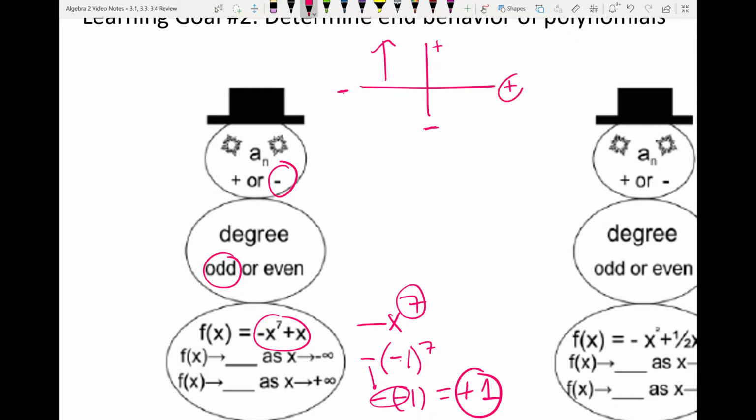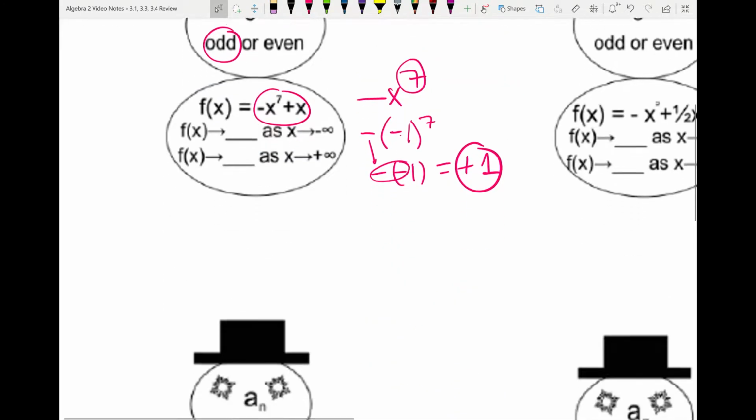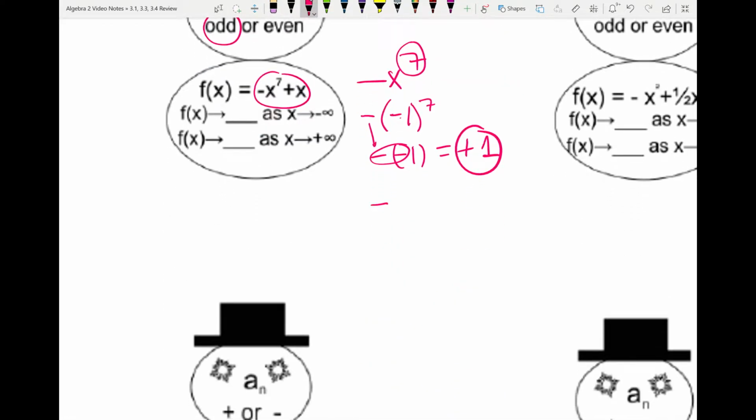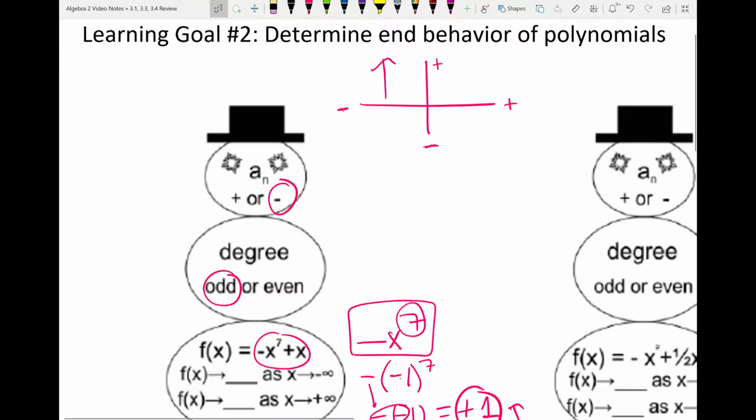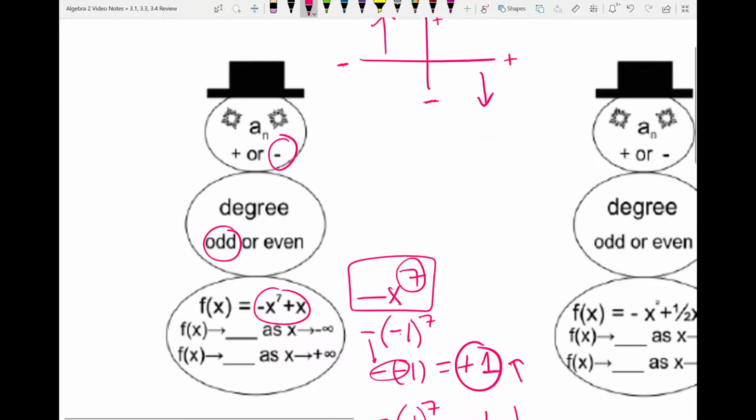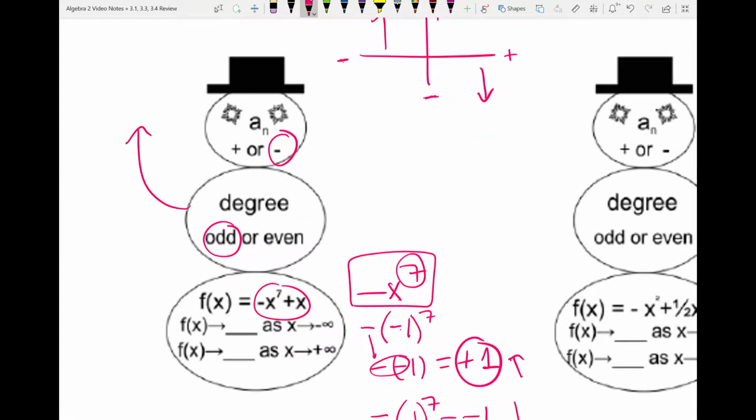Now let's plug in a positive number for x. So if I plug in +1 into -x to the 7th, this is what I'm going to plug it into. So I got +1 to the 7th. So we got 1 to the 7th is 1, and then we got a negative on the outside, so this is going to be -1. So that means this goes down, and then this one went up. So that means that when I plug in a positive number for x, the graph goes down. So the arms for the snowman go like this.